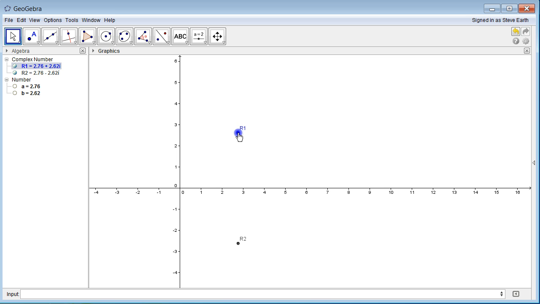Just want to point out, though, you can't move R2. R1 was a free point. We just decided, hey, let's put that down anywhere we want. We can move it around anywhere we want. There's no restrictions on R1.